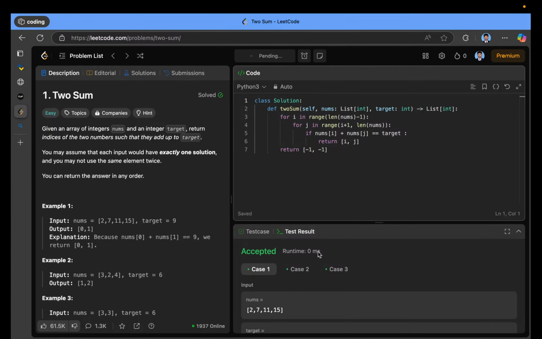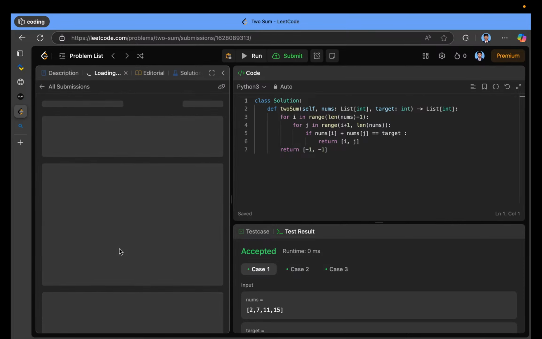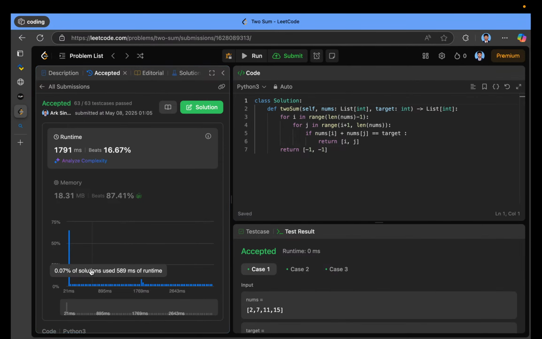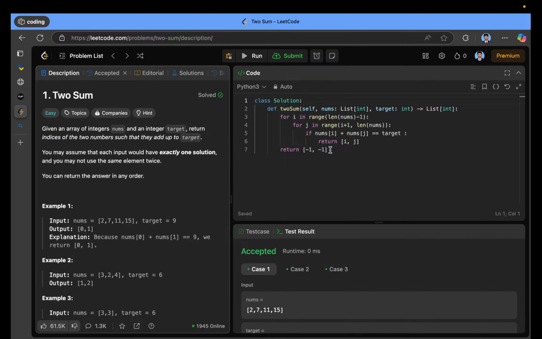It is working, and I think it should not work. Let me see its constraints. Oh, it is accepted. But I think there is a better solution. Well, that was proved. For the next solution, what can we do?